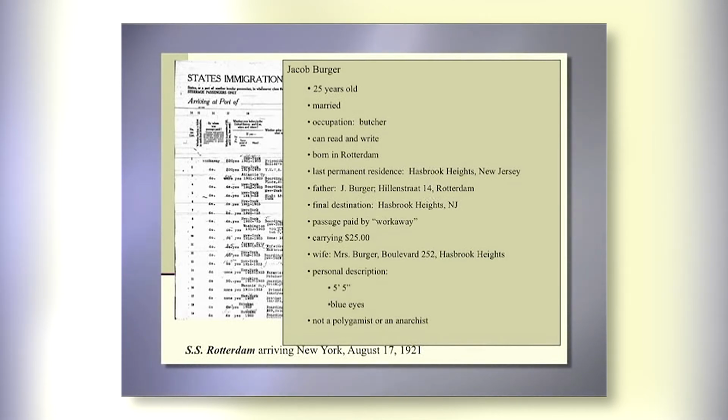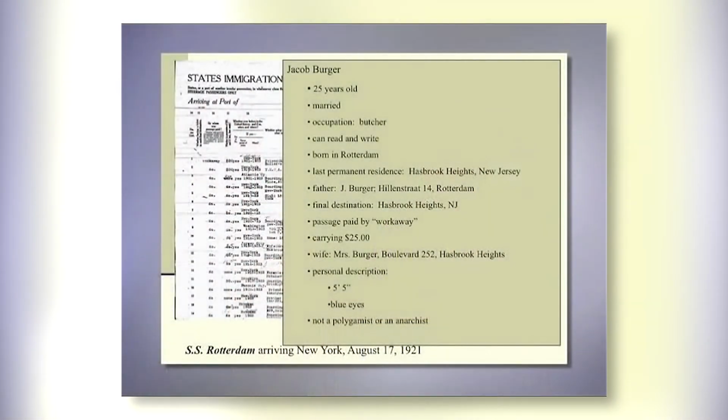It gives you the name of his wife, Mrs. Berger, and her address in New Jersey. And it also gives you a personal description of Jacob Berger. So from the manifest, we learn that he is 5'5" with blue eyes. And we also learn that unfortunately, he is not a polygamist or an anarchist. So you can see that the later immigration lists will give you a wide source and a wide variety of different information. I want to point out two things about this list.